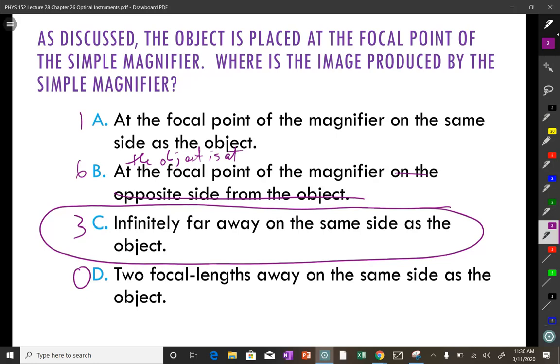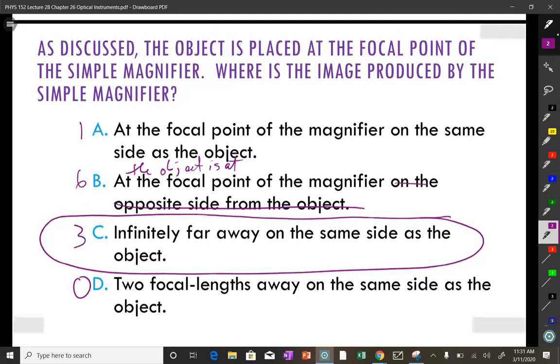Accommodated is the one we're going to do now. Accommodated is when your eyeball is working. Unaccommodated is when your eyeball is relaxed. So you use the focal point if you're using a lens, and you use the near point if you're using just the plain eyeball. But that's half right.